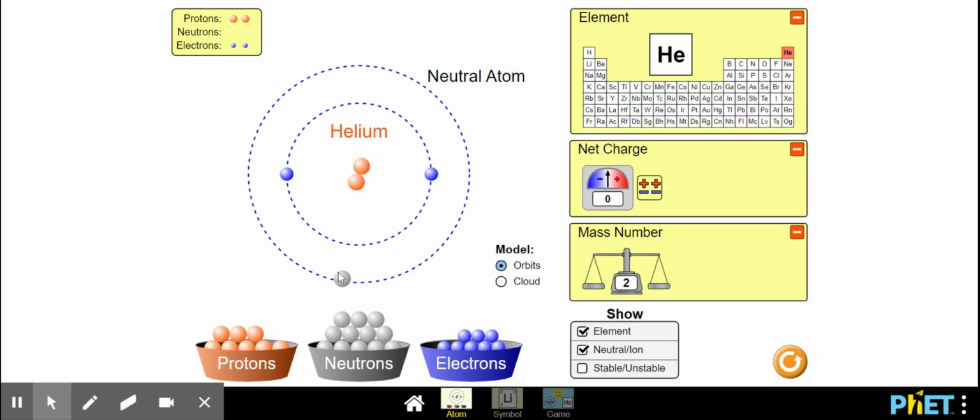Let's see what happens if we add a neutron. Element doesn't change. Charge doesn't change. Mass number goes up by 1. Add another neutron. Mass number goes up by another 1. So we add a proton. Watch what changes. We've got the element, we've got the net charge, we've got the mass number. Okay, the element went from helium to lithium. One more proton. Adding a proton changes the identity of the element.